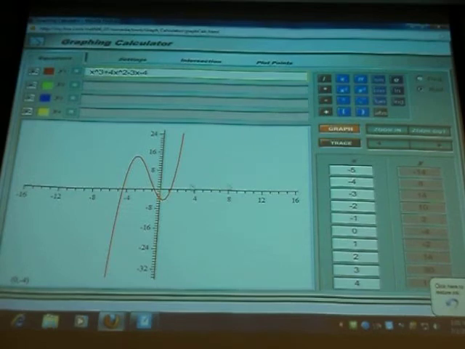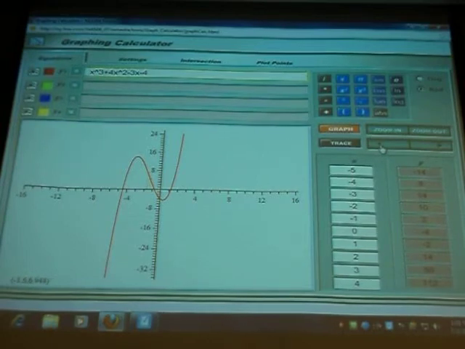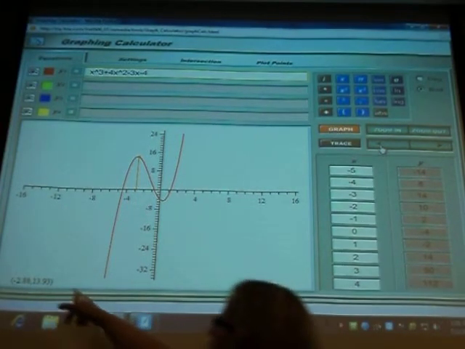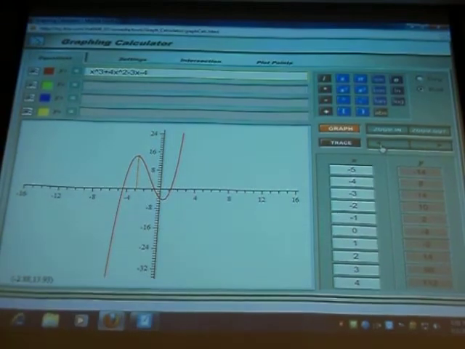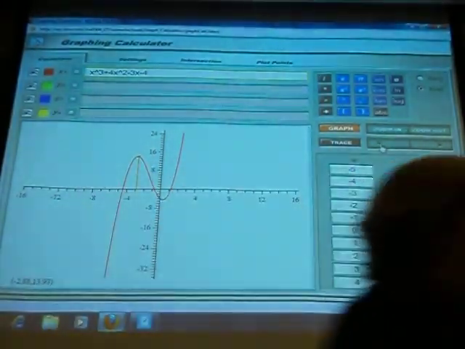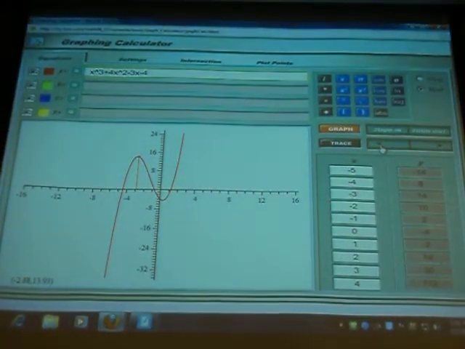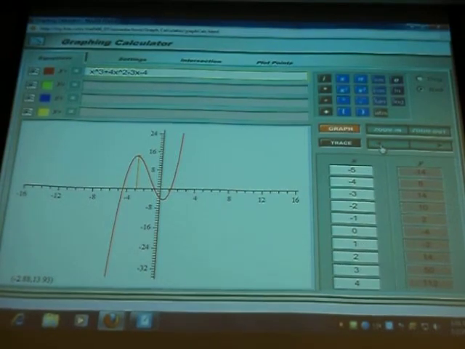Okay, so trace, you see the little orange dot that appears? No. You can use the left and right arrows to move it. And it gives you the coordinate down in the corner here. Interestingly enough, trace is not working for me. Do you have the equation highlighted on top here? You actually have to highlight it and hit trace? No. You have to have it. It has to be white.